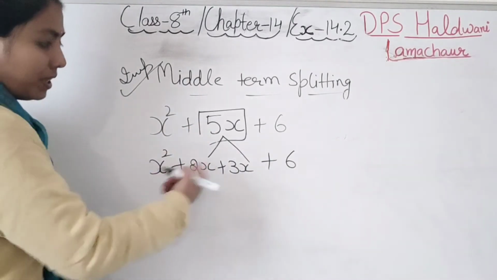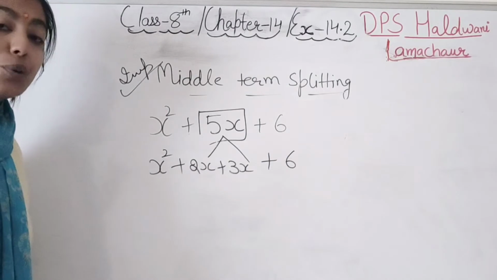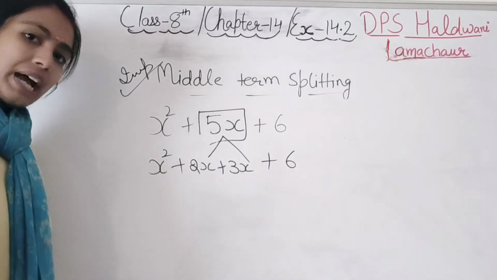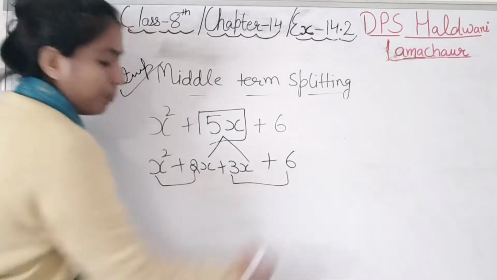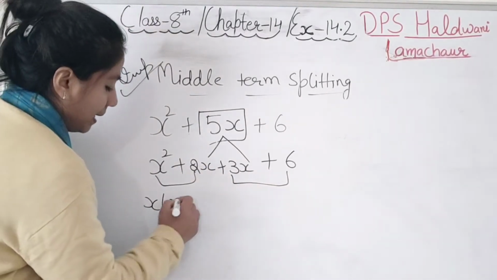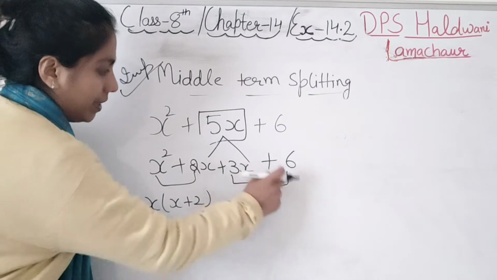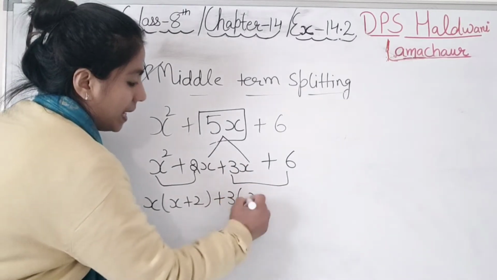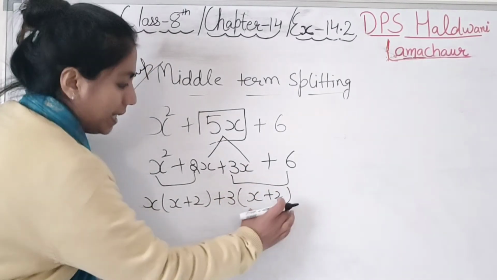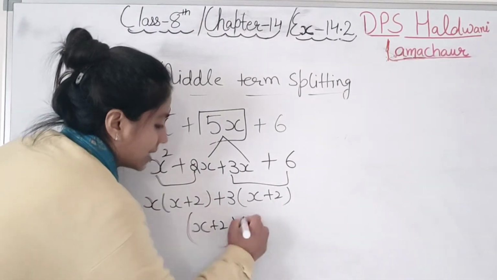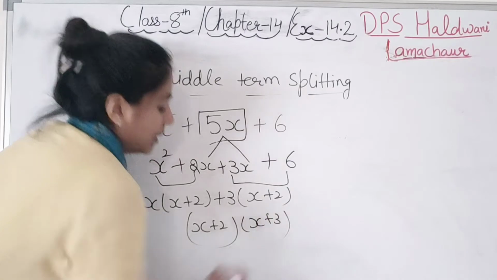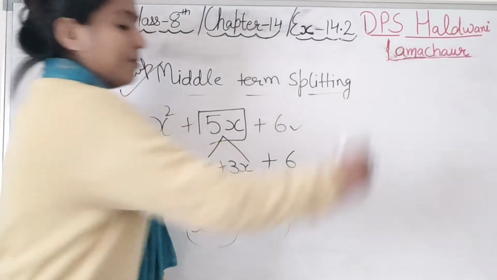Now you have 4 terms, so the same method, regrouping terms. We did regrouping in our last exercise. In the same way, take this group and this group. Here x is common, (x plus 2). Here 3 is common, plus 3 (x plus 2). See, again they are the same. So (x plus 2) and (x plus 3) are the factors for this term.